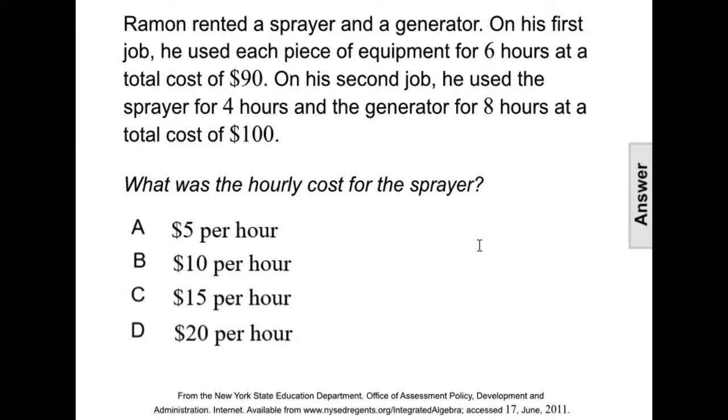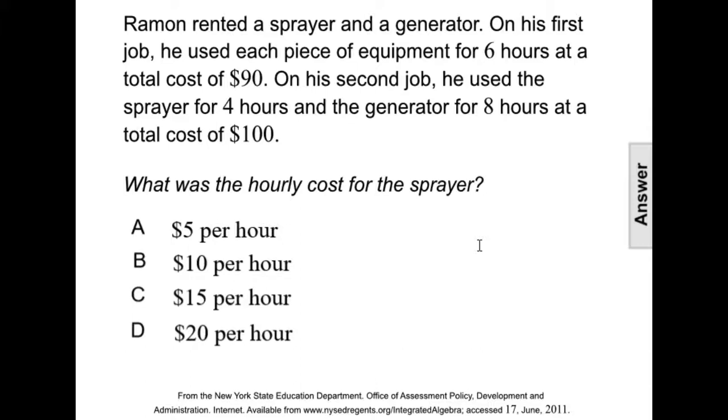Ramon rented a sprayer and a generator. On his first job, he used each piece of equipment for 6 hours at a total cost of $90. On his second job, he used the sprayer for 4 hours and the generator for 8 hours at a total cost of $100. What was the hourly cost for the sprayer?